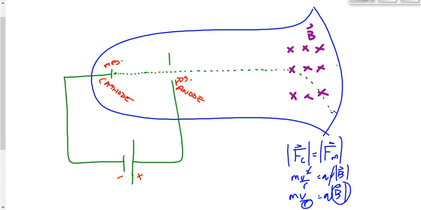So now he does something else. Now he introduces another magnetic field over here a little bit. That would cause the particles to deflect downwards as well, except that he also at the same time introduced an electric field caused by these charged parallel plates.